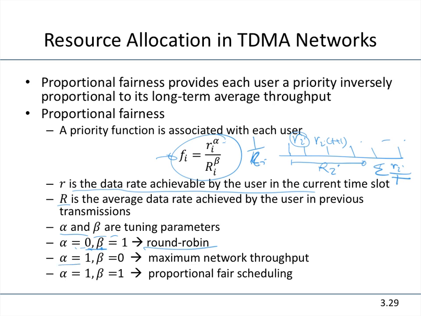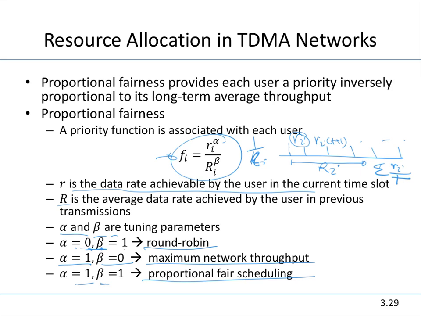If I take alpha 1 and beta 0, this is actually maximizing Ri, which is maximizing the network throughput. That one is clear. By having alpha 1 and beta 1, this is actually proportionally fair.